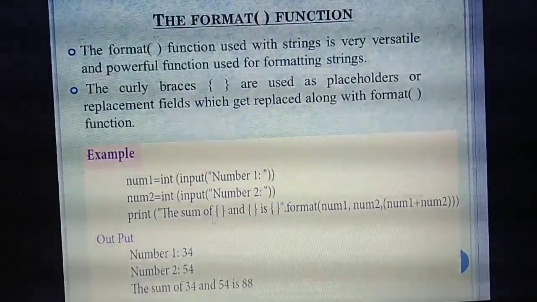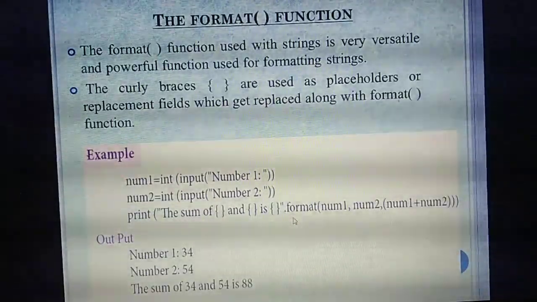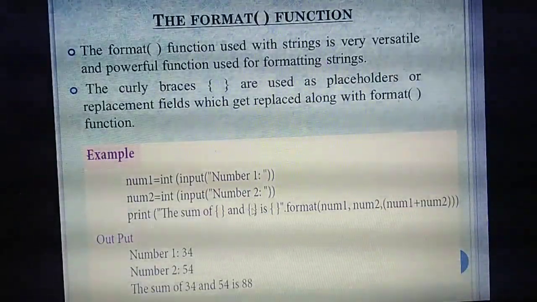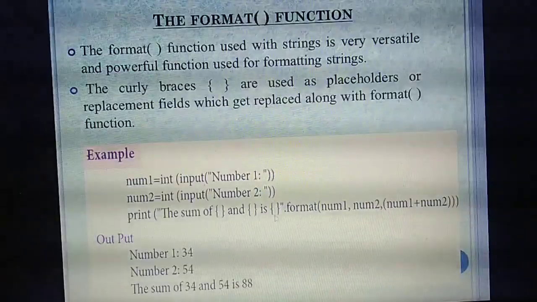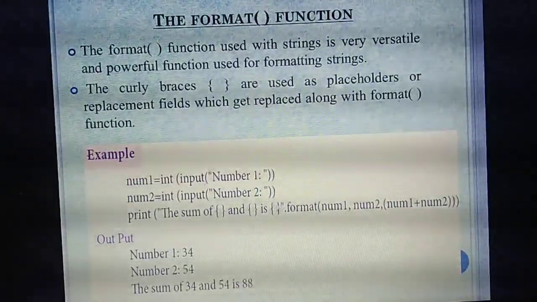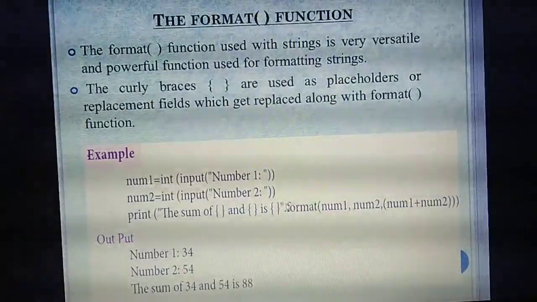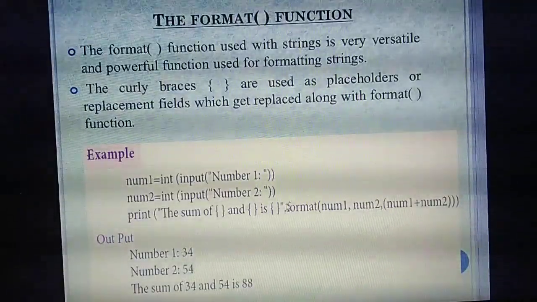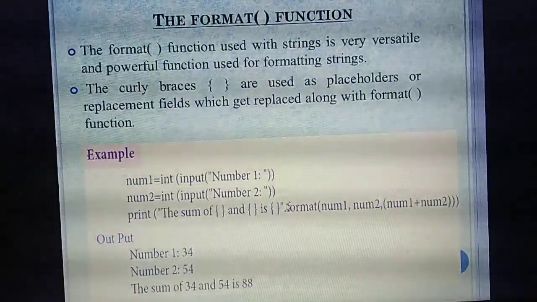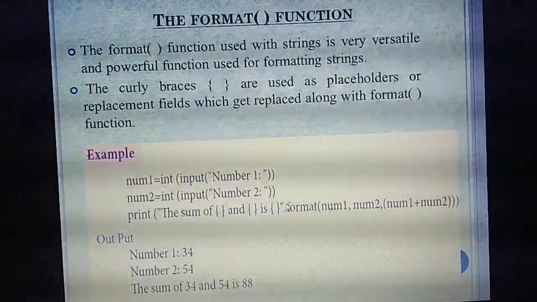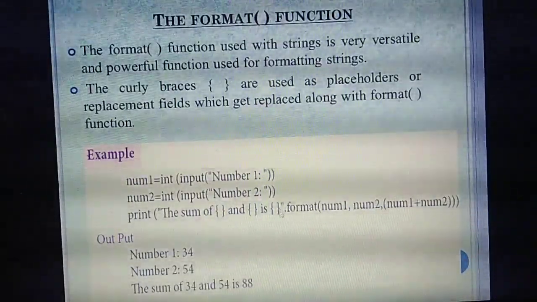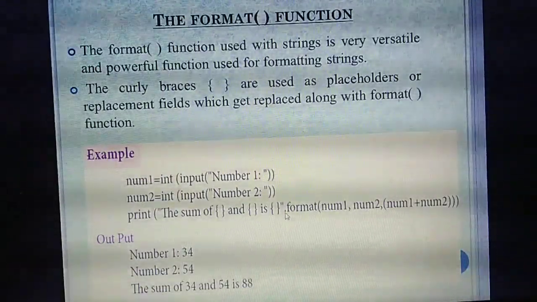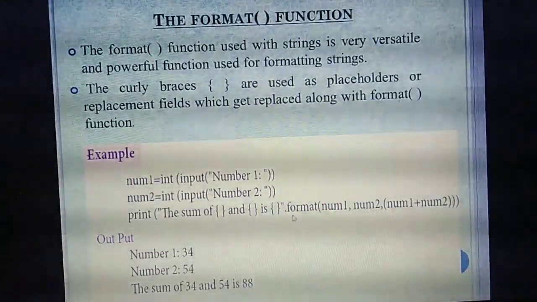Understand? So what is the meaning of this? The sum of, with three curly braces given in the program. The first number is stored in the first curly brace, the second number goes in the second curly brace, and the sum is stored in the third curly brace. You have given the curly braces, then you need to add the two numbers. For that, which function are you using? The formatter function. What is the syntax for using it? After the string with the curly braces, you should put one dot, then the format function.